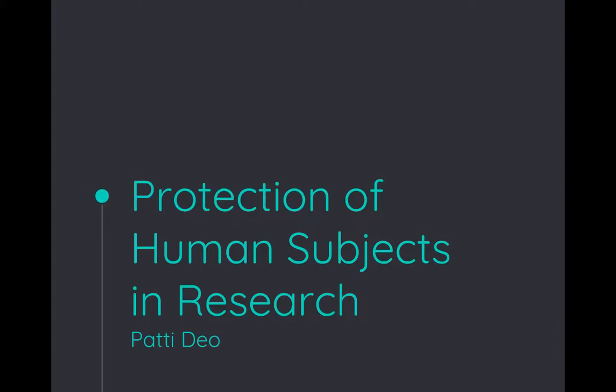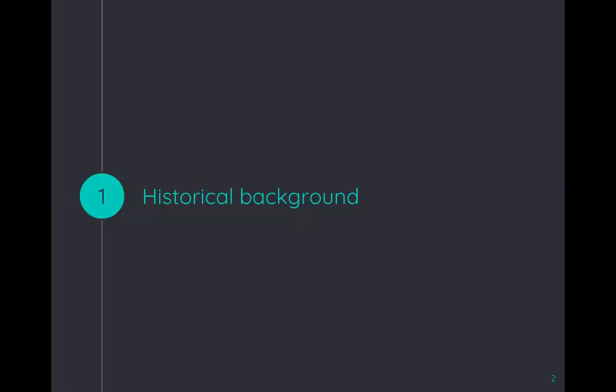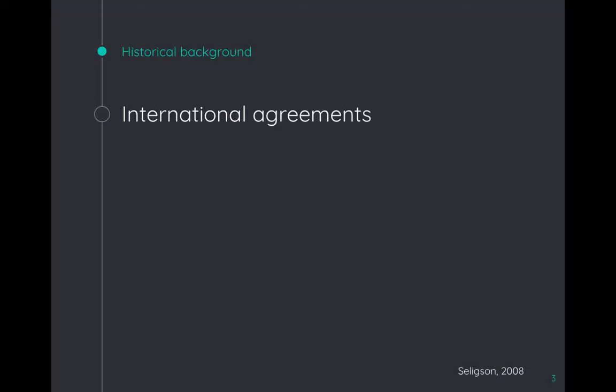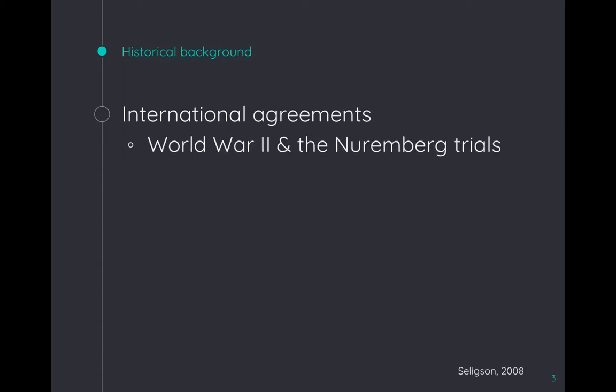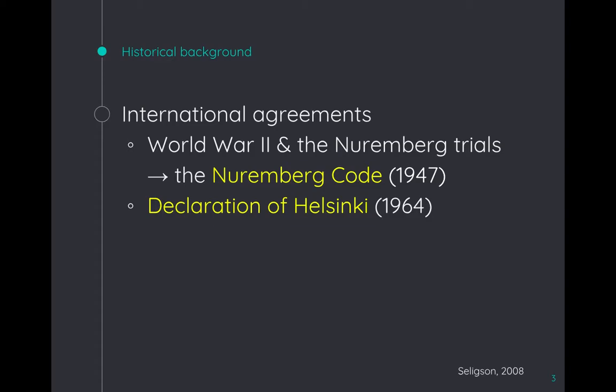This presentation is to inform you about the protection of human subjects in research. First, some historical background. It begins with World War II. The first guiding principles for the protection of human subjects started with international agreements. These were based on and initiated as a result of the Nuremberg trials and the Nuremberg Code in 1947. Later, in 1964, was the Declaration of Helsinki.